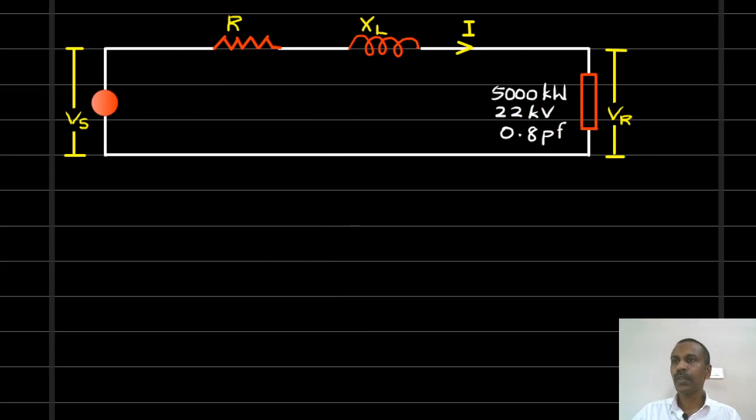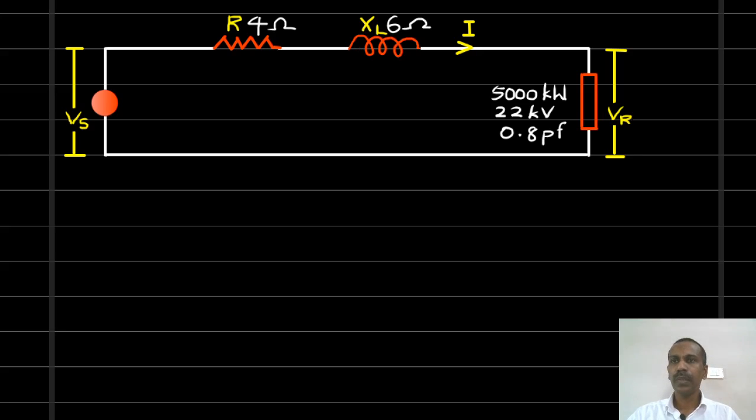This is the equivalent circuit of short transmission line. These are the load parameters. Here the resistance is equal to 4 ohm and the inductive reactance is given as 6 ohm. So it is j6 ohm.